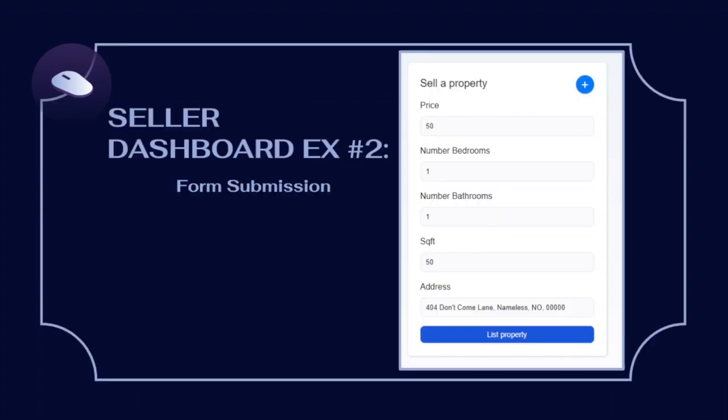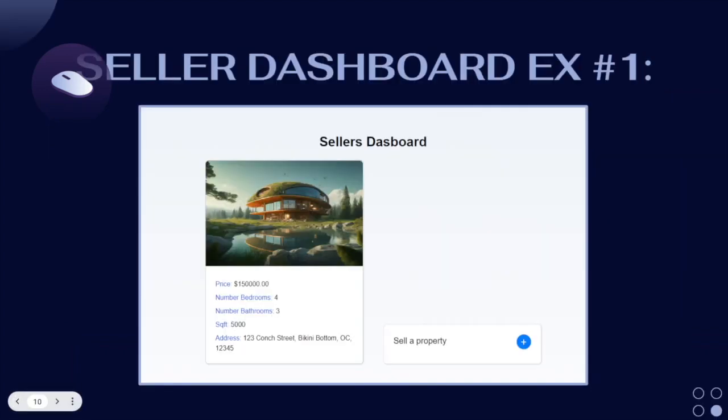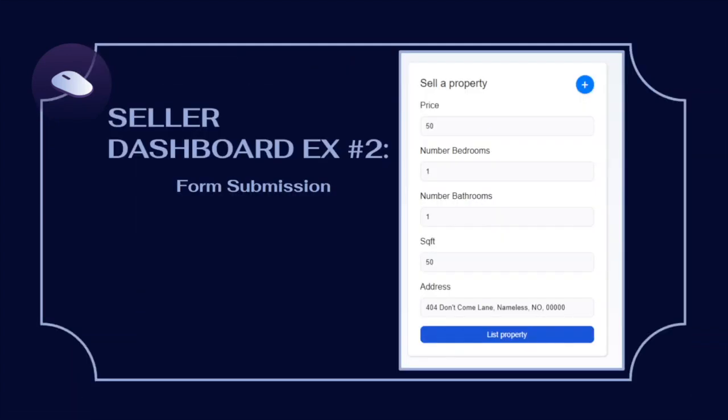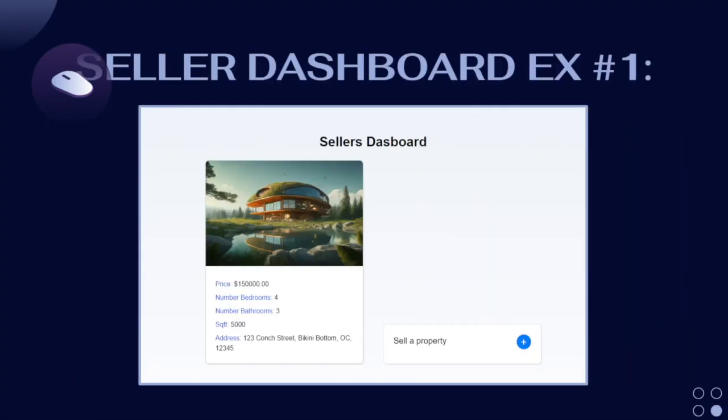Additionally, we can also see the form. This is what it looks like after you press the plus button on the slide right here. It'll pull up this form right here. You plug in your price, bedrooms, bathrooms, square feet, and then the address. And once you press add property, which is basically our submit button, it'll show up as a card, just like so.